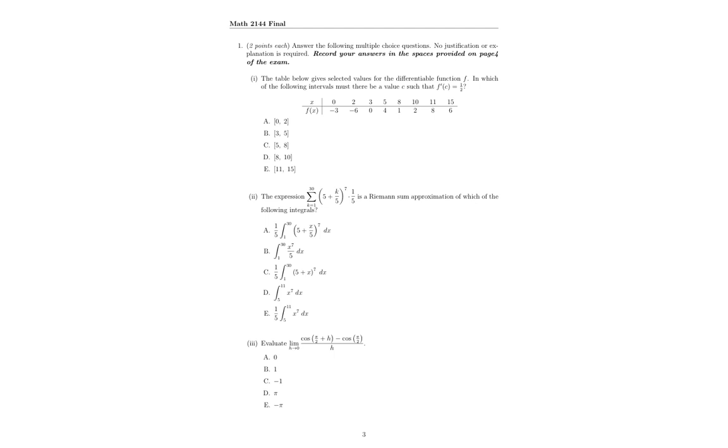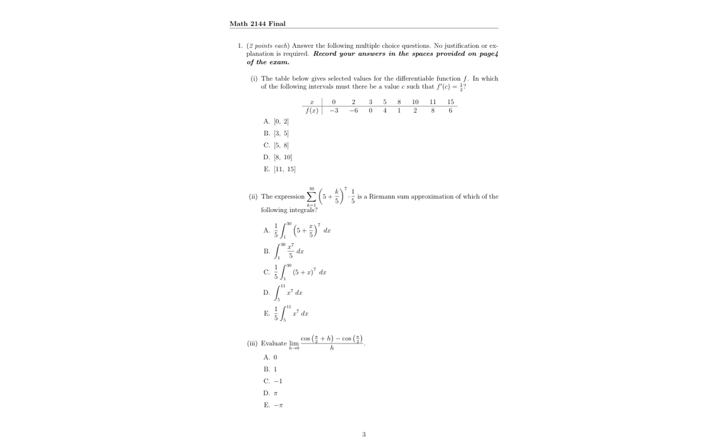Okay, so each of these are worth 2 points. It wants us to record your answers in the space provided on page 4. I don't know what page this is. This is page 3, so it'll be on the next one. We'll just write them on here. But this first question says, the table below gives selected values for the differentiable function f. In which of the following intervals must there be a value c such that f prime of c is 1/2?